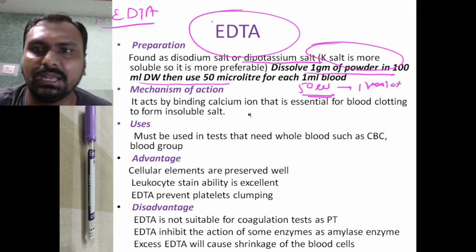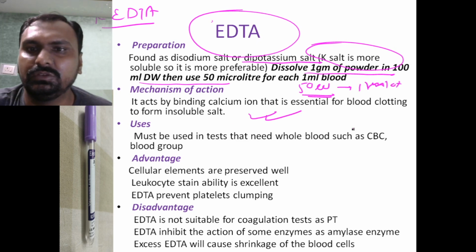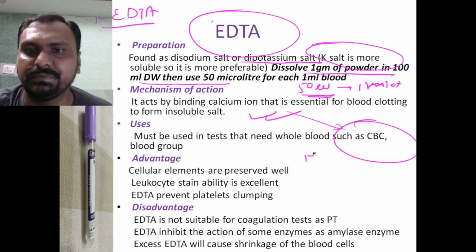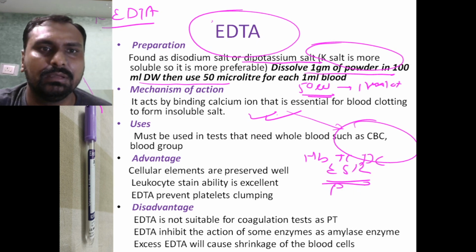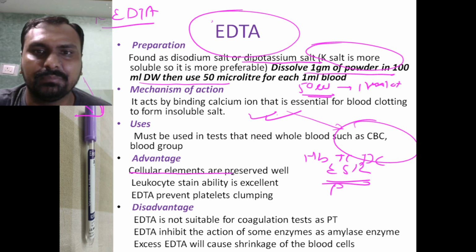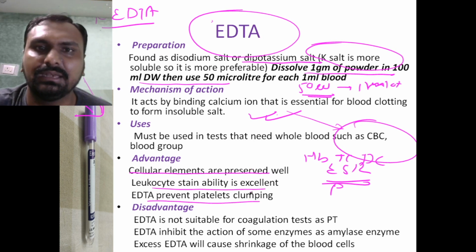Okay, so it binds with the calcium and chelates the calcium. It is used in hematology mainly for the complete blood count test, for the HB, TC, DC, okay, ESR, everything we can measure with the help of EDTA. So all pathology testing, hematology testing are done with the help of EDTA. Advantage: cellular elements are preserved well, leukocyte stainability is excellent, EDTA prevents platelet clumping.